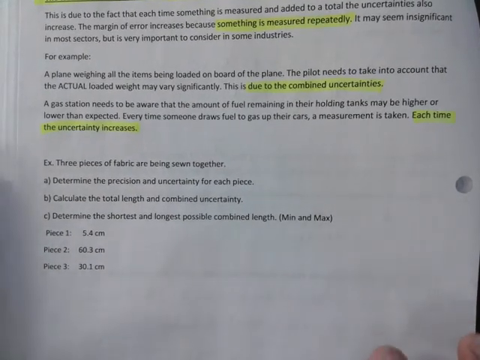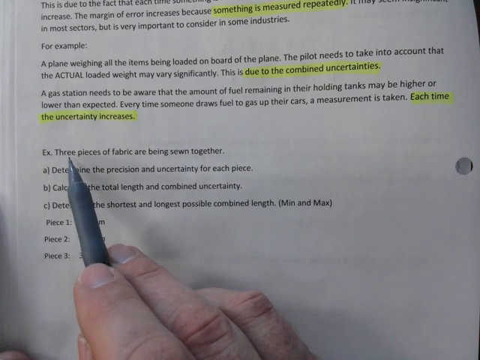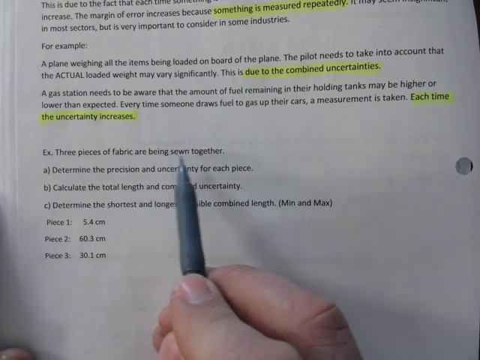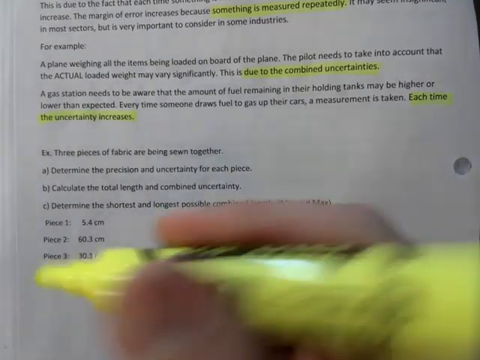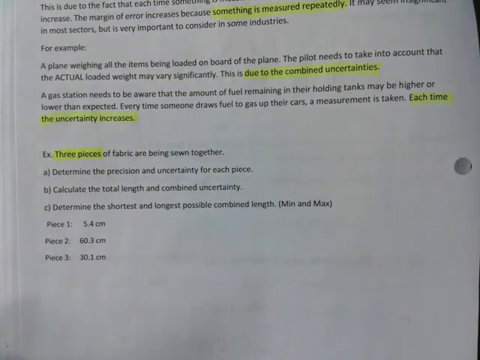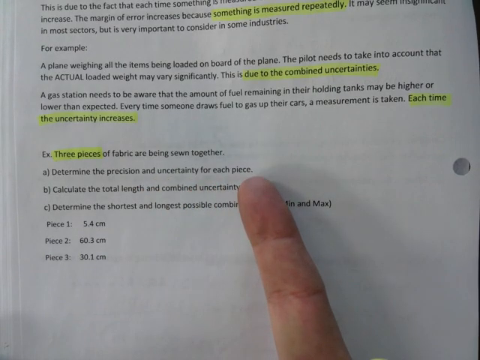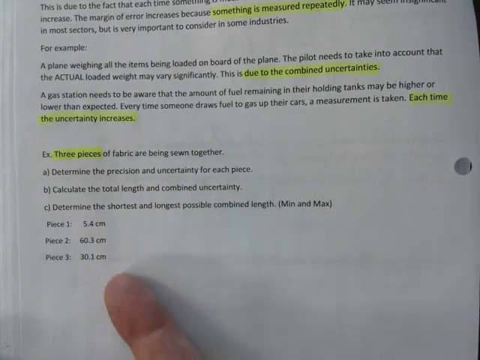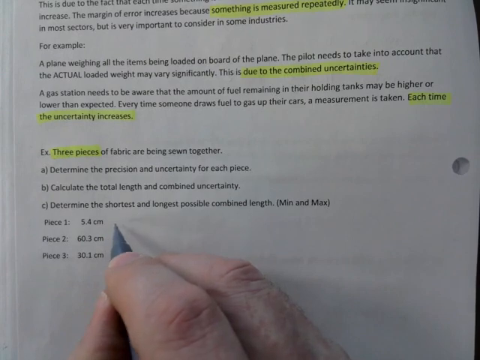So let's explore this further practically with an example. Three pieces of fabric are being sewn together. Notice three pieces, so there's multiple items involved. It says determine the precision and uncertainty for each piece. This is how I would suggest you do questions like these. Stack them like that, all three pieces, and let's come up with the precision and uncertainty.